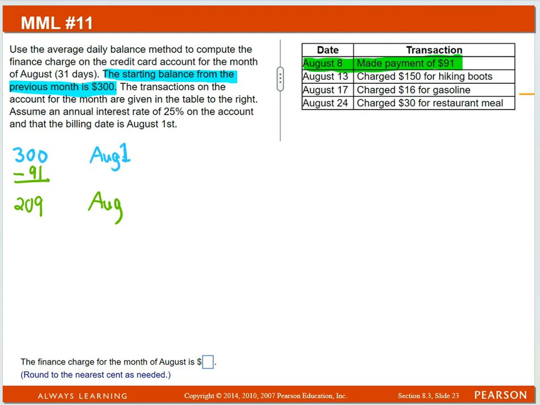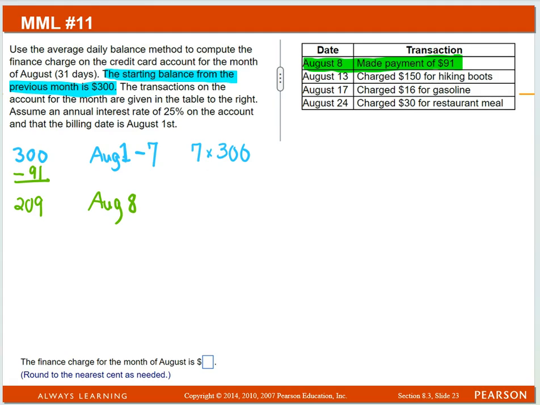So on August 1st, it's $300. On August 2nd, it's $300. On August 3rd, it's $300. Are you with me? But when you get to August 8th, it's now $209. So I'm going to go back to the blue one because it stays $300 from August 1st until August 7th. That is 7 days. So for 7 days, my balance is $300.